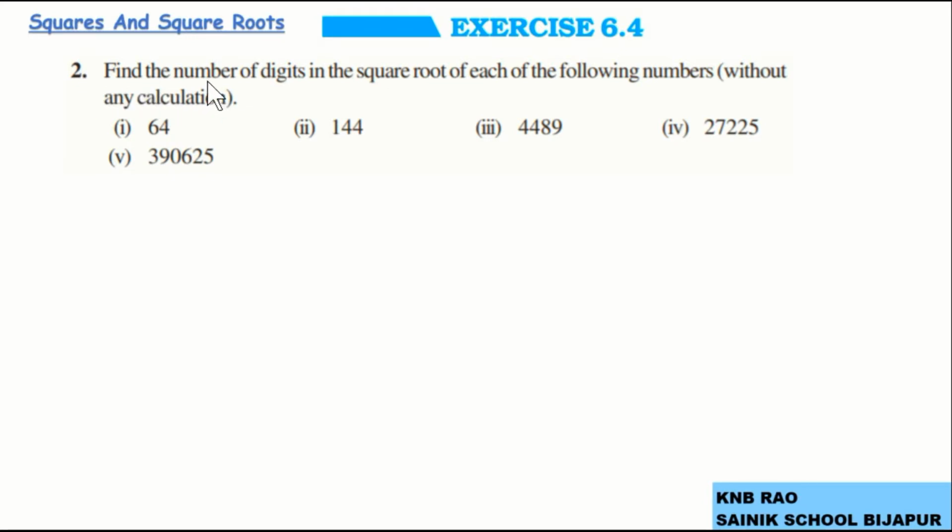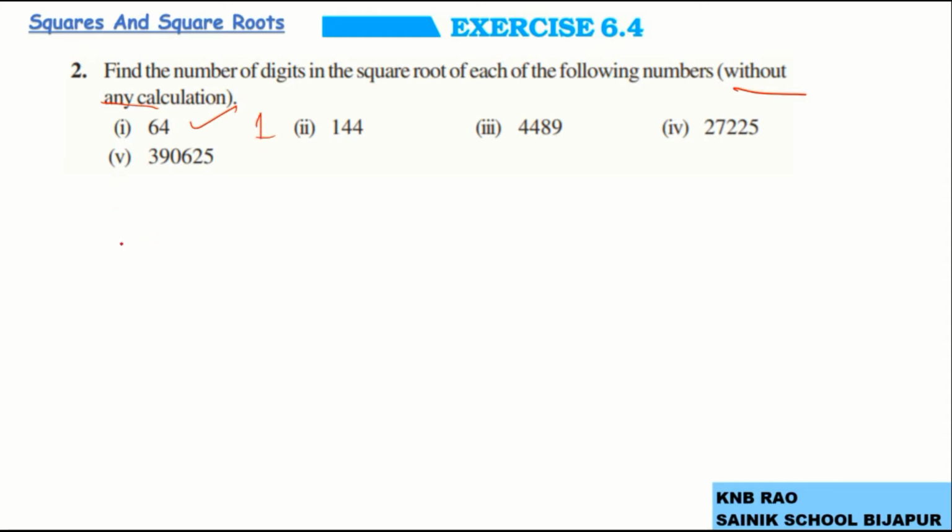In question number 2, we are asked to find the number of digits in the square root of each of the following numbers but without calculation. Here we are asked to find without calculation. Any calculations are not to be done. See, the square root of 64 certainly will have only one digit.